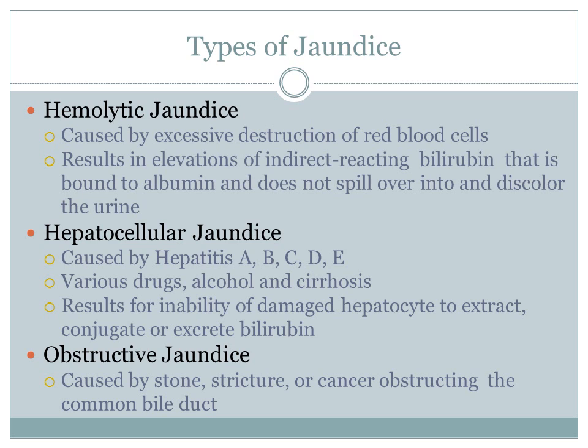With hepatocellular jaundice, we look at the viral hepatitis A, B, C, D, and E. Just an FYI, there is now a hepatitis G that's often associated with hepatitis C, the clinical significance of which is unknown. Other things, drugs, alcohol, and cirrhosis cause this hepatocellular jaundice, and this results from the inability of the damaged hepatocyte to extract, conjugate, and excrete the bilirubin. Obstructive jaundice is caused by a stone, stricture, or cancer, or anything obstructing the common biliary duct.